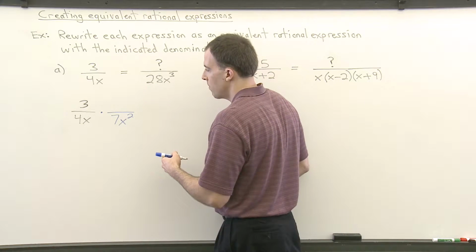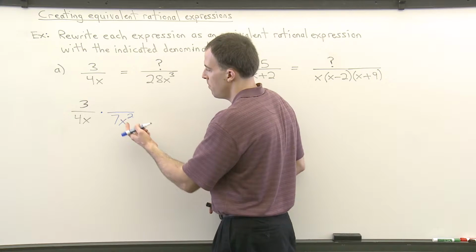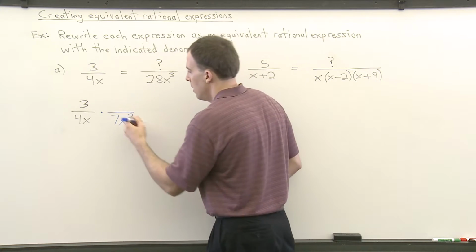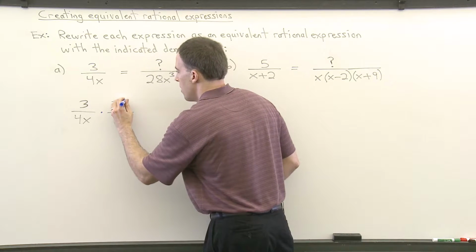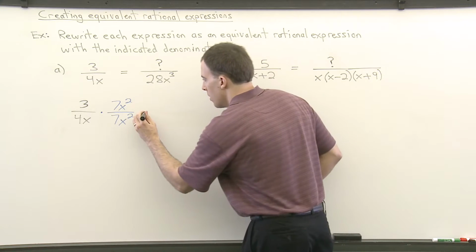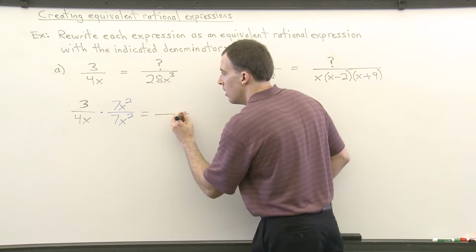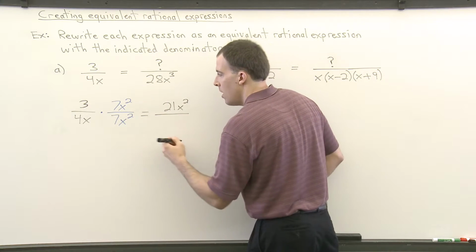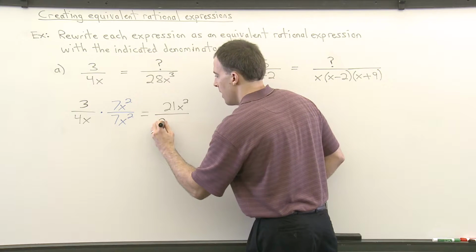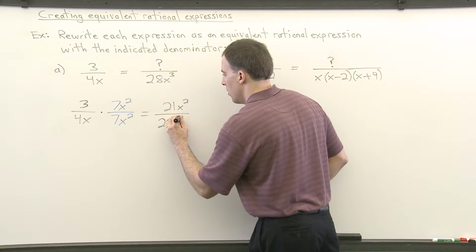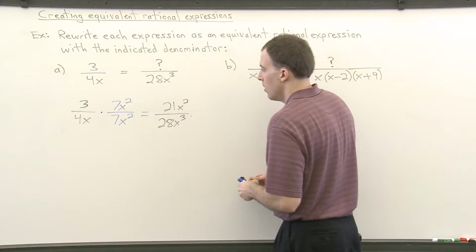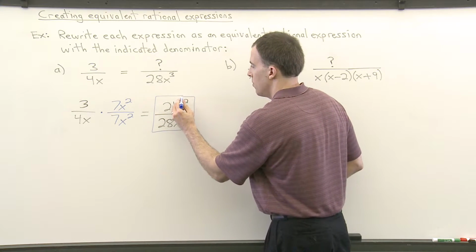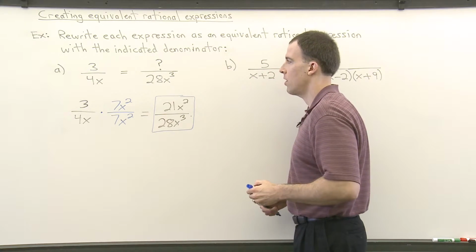And then the basic fundamental property of fractions says whatever you multiply the denominator by, you have to multiply the numerator by that same exact quantity. So we've got to multiply the numerator also by 7x squared. This then gives us 3 times 7x squared makes 21x squared in the numerator, and 4x times 7x squared makes 28x cubed in our denominator. So this is the new fraction here over top of 28x cubed. 21x squared all over 28x cubed.